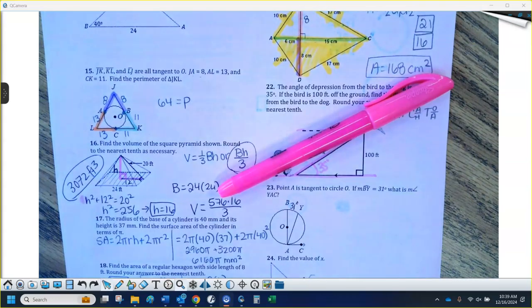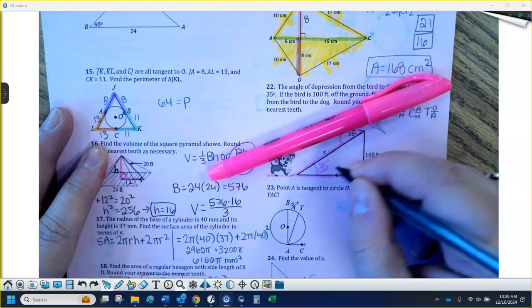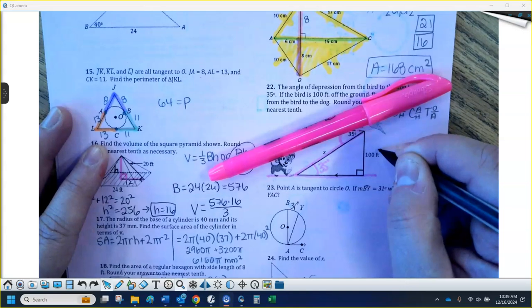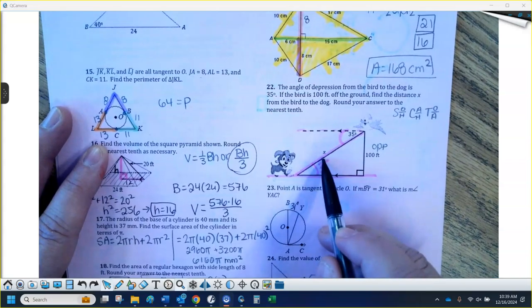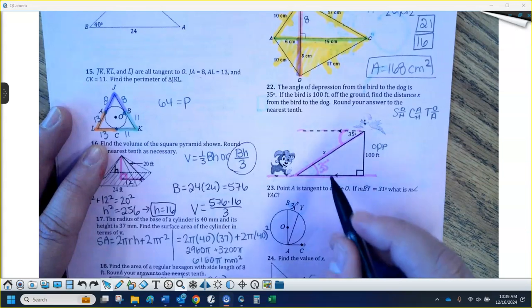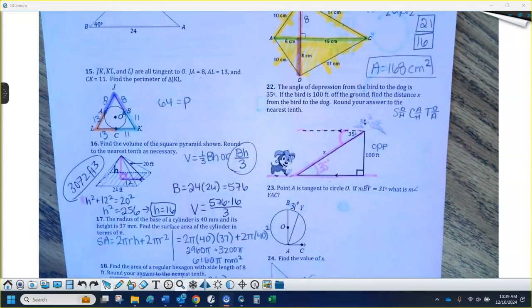We're going to find x in that picture. So I got to identify how the 100 is related to the 35. So opposite, adjacent, or hypotenuse? Opposite, because it's across from that 35 degree angle. What would you call x in this right triangle? It's tricky.